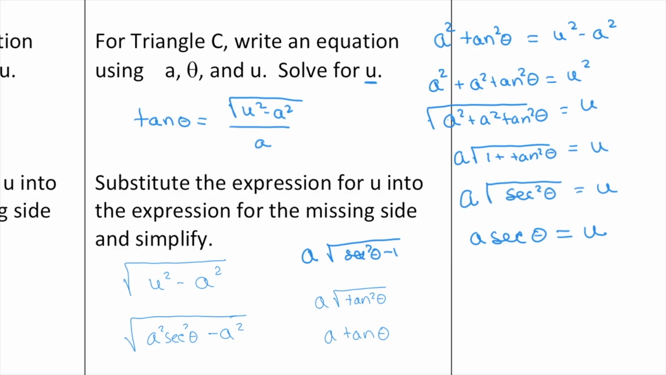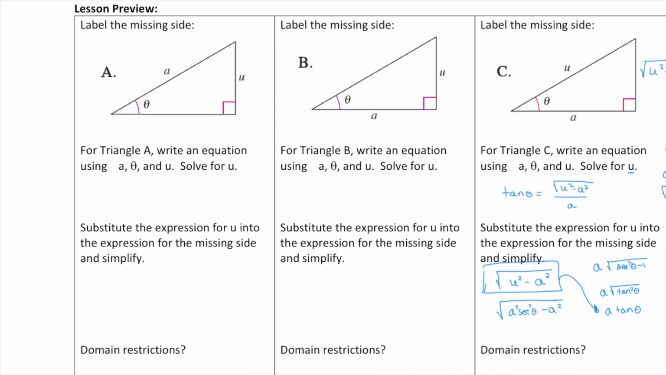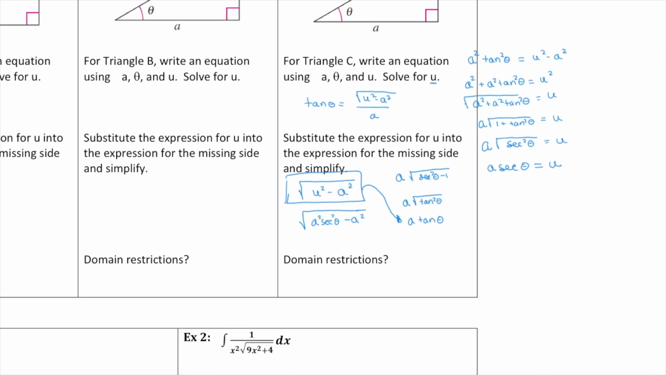So when we have a triangle, one side equal to the square root of u squared minus a squared, that square root of u squared minus a squared is equivalent to a tan theta. Go ahead and complete the same processes for questions A and B. When you think about your domain restrictions, remember we are working with a triangle. So for this problem, we know that our u is greater than 0, our a is greater than 0, and because we have a right triangle, the theta value is going to be trapped between 0 and pi over 2.